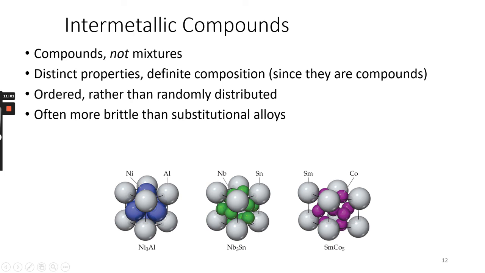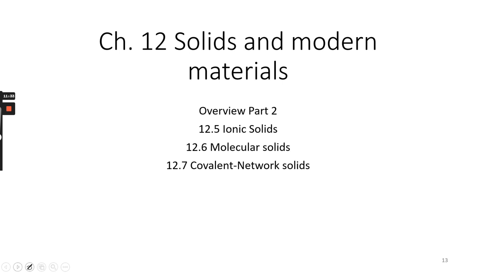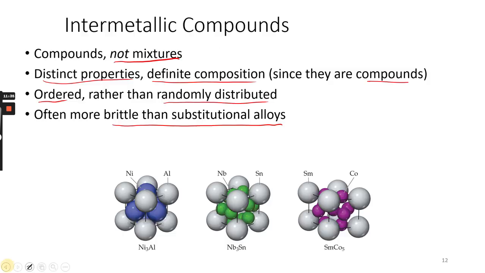An intermetallic compound is a compound, not a mixture. When you have the two different elements, you will have a distinct property, okay, and a definite composition since they are compounds. It is ordered rather than being randomly distributed. Oftentimes, this is more brittle than the substitutional alloy. So this is not really an alloy, this is a new compound. And that is the end of part 1.